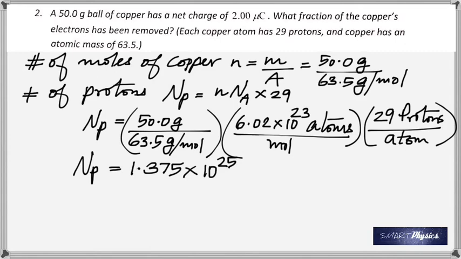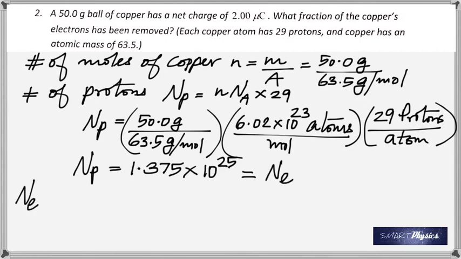Is that the answer to the question? No. What do you do next? You have to find how many electrons have been removed, which we know how to do, right? What's the charge? 2 microcoulomb. How many electrons have to be removed? How do you do it? Yeah, 2 times 10 to the negative 6 divided by 1.6 times 10 to the negative 19. All right, so next step.